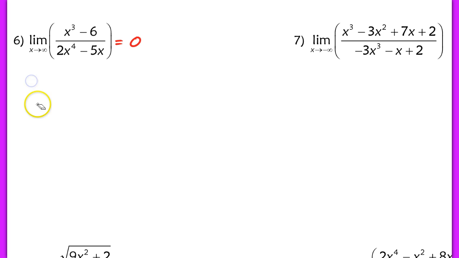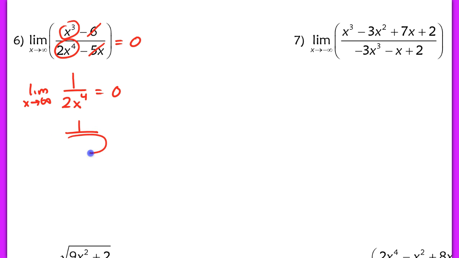Now, another way to look at this is to kind of eliminate these portions of the function because they don't really have an effect on what's going on. So you have x cubed over 2x to the 4th. So we have 1 over 2 times x to the 4th power. Now, if we take the limit as x approaches infinity of this function, we will get 0 as well because the value in the denominator continues to get larger and larger and larger, so the outcome of that will be smaller and smaller and smaller, so it will tend towards 0.